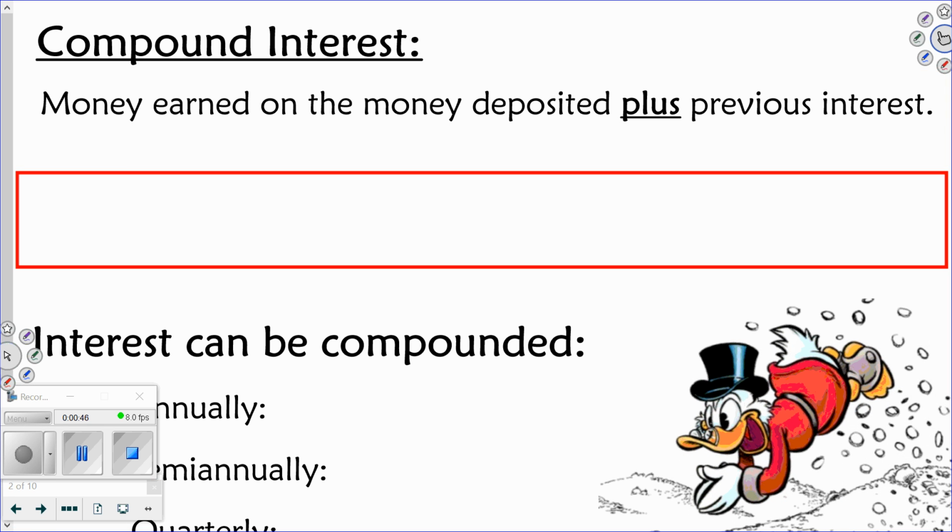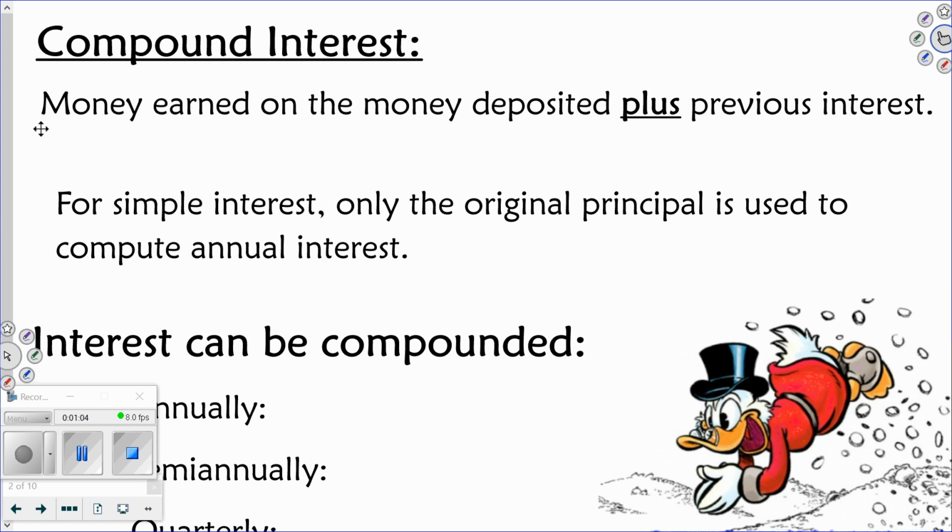All right, so compound interest is money earned on the money deposited plus previous interest. So it keeps building, so every year you're going to make more and more. So it's definitely the route you always want to take. And then just so you have it in your notes for comparison, for simple interest, only the original principal is used to compute the annual interest. Simple interest, same amount every year, never going to change. Compound interest, you make more.